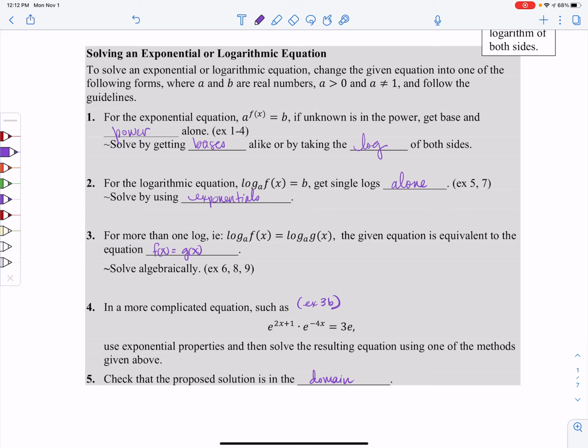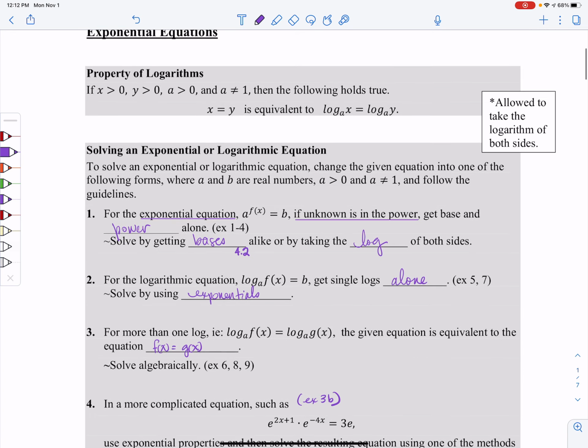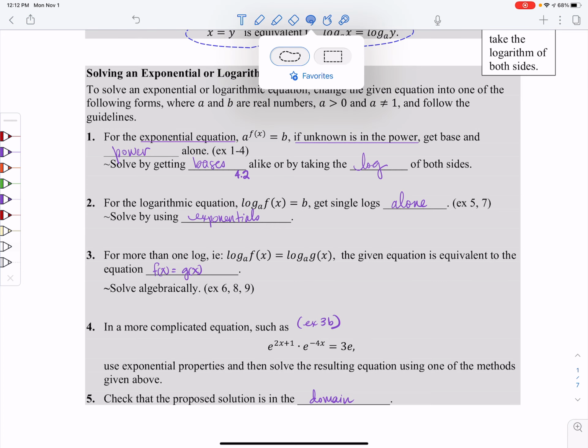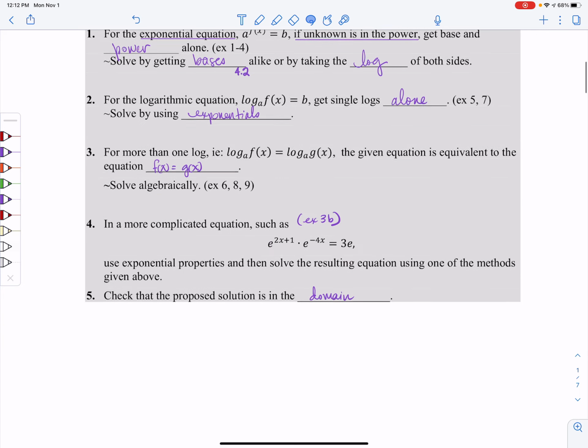So this first tip says that for the exponential equation, that's the first thing, I'm looking at an equation that is in exponential form. Another way of saying that is my unknown is in the power. So if my unknown is in the power, then you want to get your base and your power alone. And you're going to solve by getting bases alike. We did this back in section 4.2. Solve by getting bases alike, or by taking the log of both sides, and that is by using this property right up here. All right, so I'm going to forget about the rest of these tips for the moment, and we're going to go down and work examples 1 through 4.